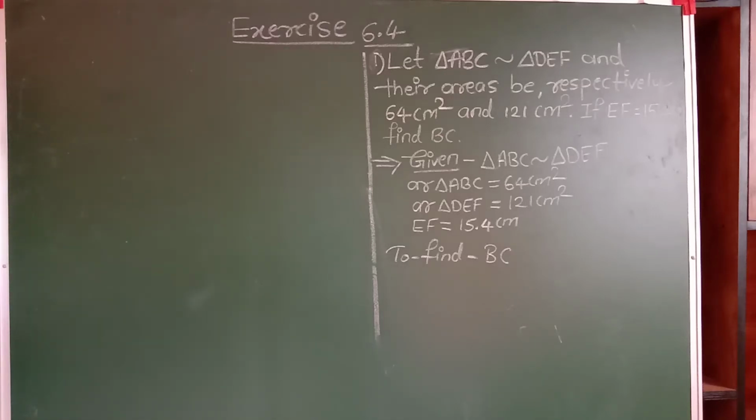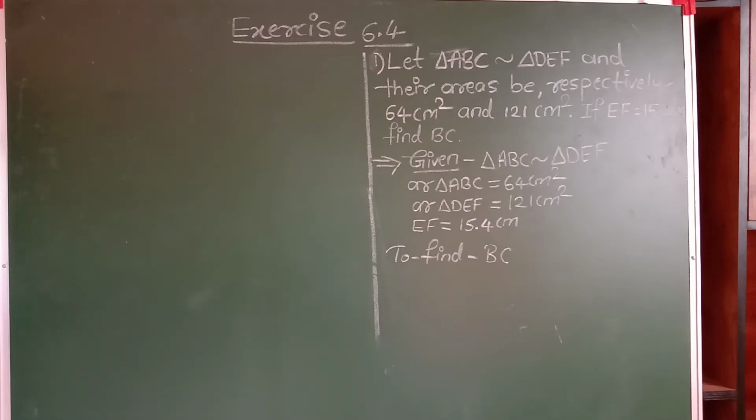I am Monita here. Today we are going to solve exercise 6.4. In that first question, let triangle ABC be similar to triangle DEF and their areas be respectively 64 cm square and 121 cm square. If EF is equal to 15.4 cm, find BC.